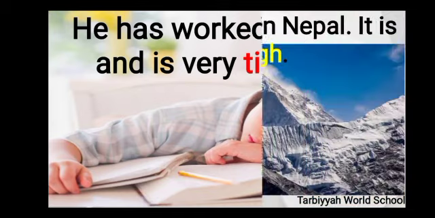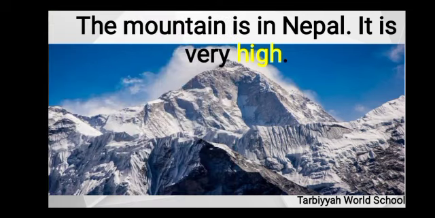Okay? Now, see, the mountain is in Nepal. It is very high. So, the adjective high qualifies the pronoun it. It we use in place of a mountain. Okay? So, the adjective high qualifies the pronoun it.